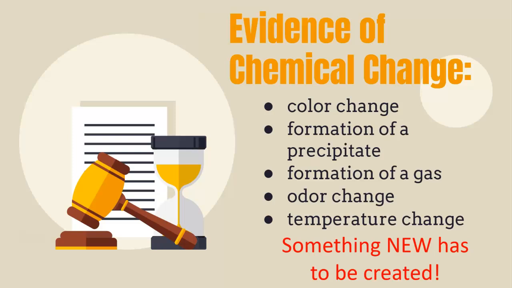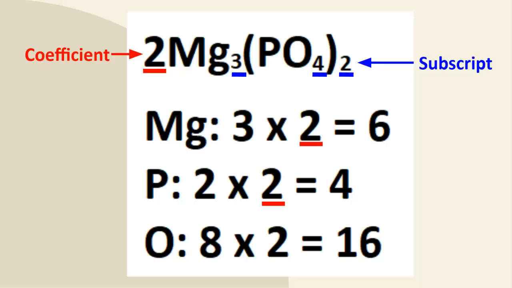But first off, how do you even know that a chemical reaction has occurred? You have to look for evidence of a chemical change. These are the things that you're looking out for. Was there a color change? Did it form a precipitate? Was a gas formed? Did the odor change or the temperature change? In order for it to be a chemical reaction, something new had to be created.